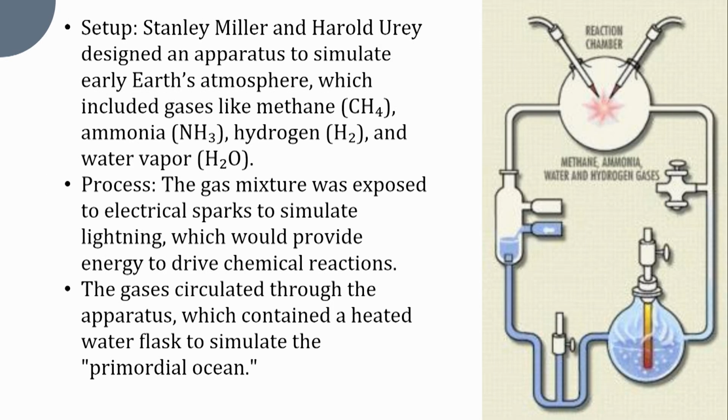So over the next couple slides, I just wanted to talk about their experiment in a little bit more detail. This is how they set it up. Miller and Urey designed an apparatus to simulate early Earth's atmosphere, which included those gases that I mentioned, methane, ammonia, and hydrogen, as well as water vapor. The gas mixture was exposed to electrical sparks to simulate lightning, which would provide energy to drive chemical reactions. The gases circulated through the apparatus, which contained a heated water flask to simulate the primordial ocean.